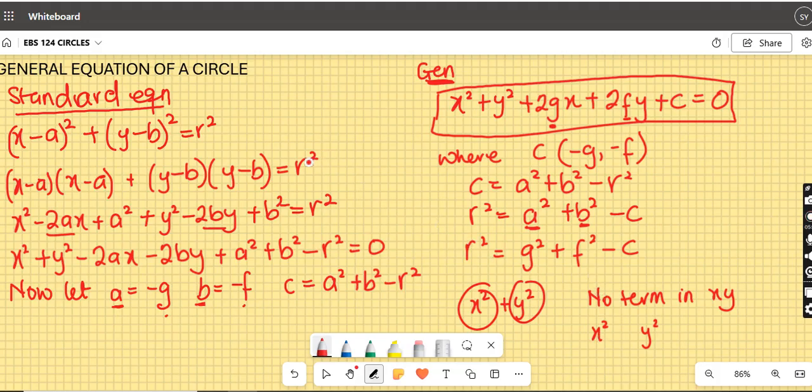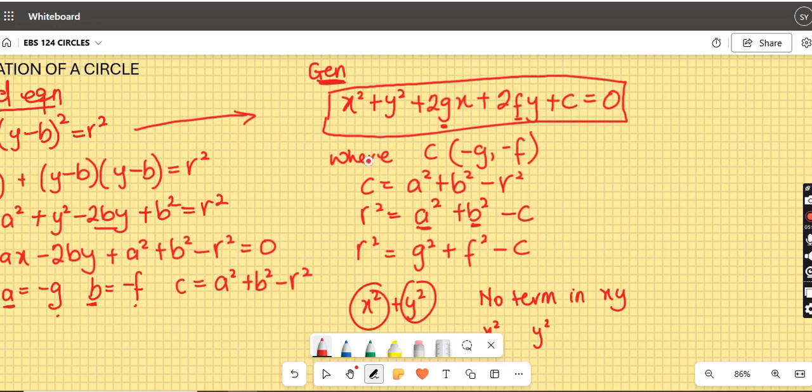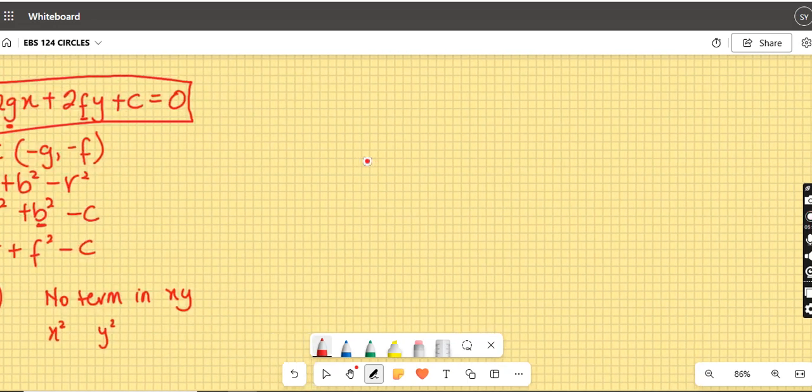We realize that we derived our general equation from the standard equation. All right, let's take some examples.